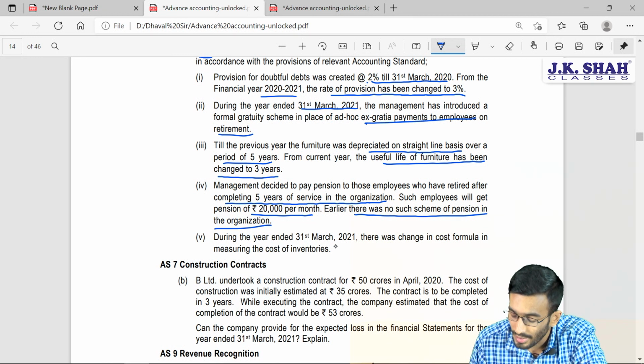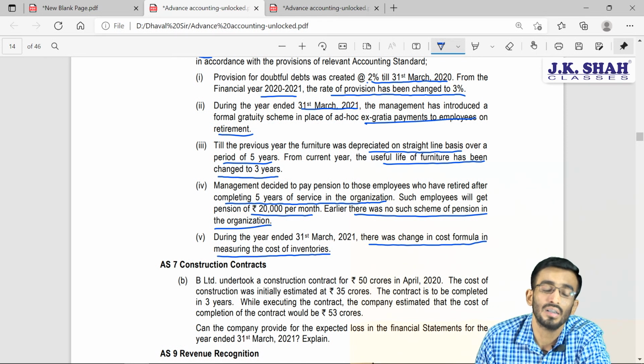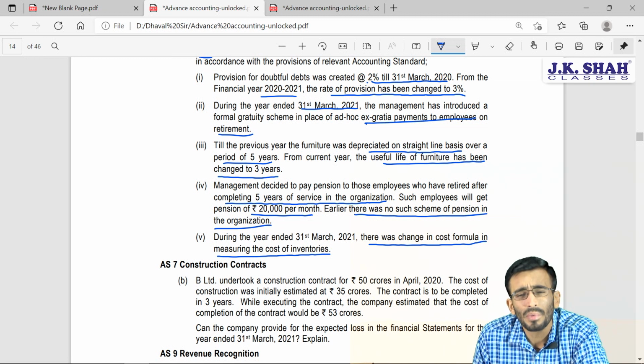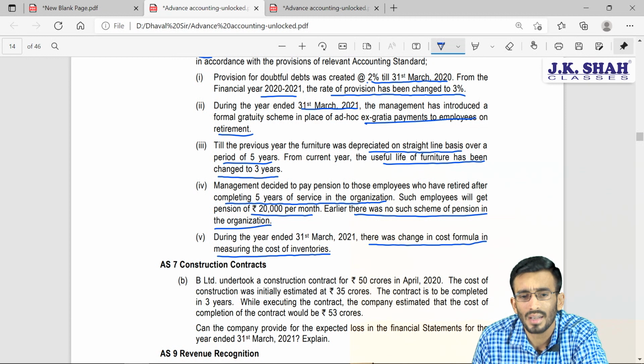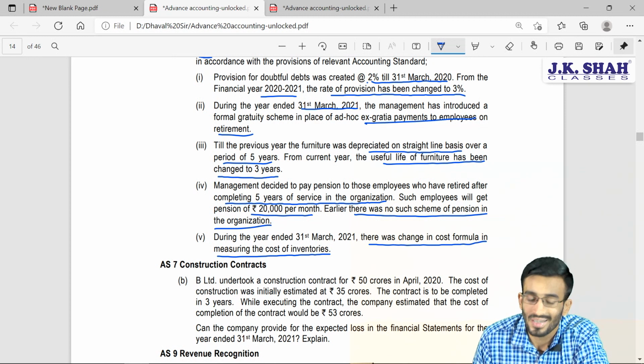Next, during the year ended 31st March 21, there was a change in the cost formula in measuring the cost of inventory. Basically earlier we followed the FIFO method, let us say for example. Now we are shifting to the weighted average method. Definitely this will be considered as change in accounting policy only.